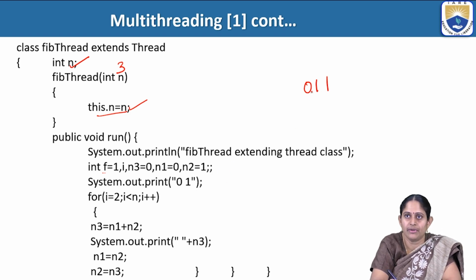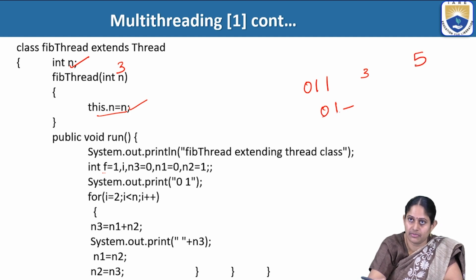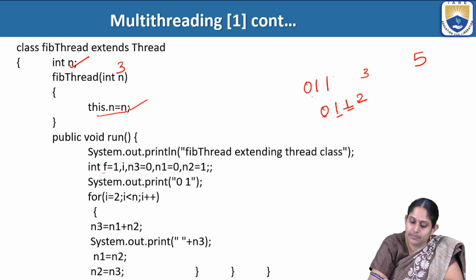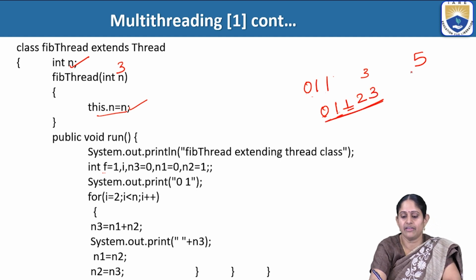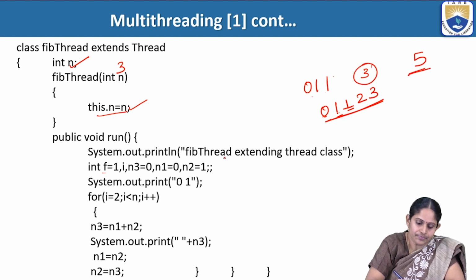So how will Fibonacci be printed? If it is 3, first 0 and 1 will be printed. Then the third value will be printed by adding the first two. So if our Fibonacci number of terms should be 5, it will be first 0, 1, 1. So how will we get this? 0 and 1 will be displayed. Then 0 plus 1 we get 1. Then 1 plus 1 we get 2. Then 2 plus 1 we get 3. So these values will be displayed if our Fibonacci was 5. So in our case, the n value was 3. So only 0, 1, 1 will be displayed.